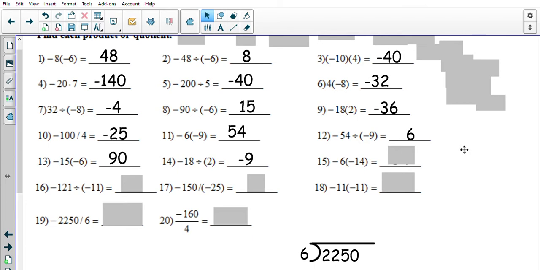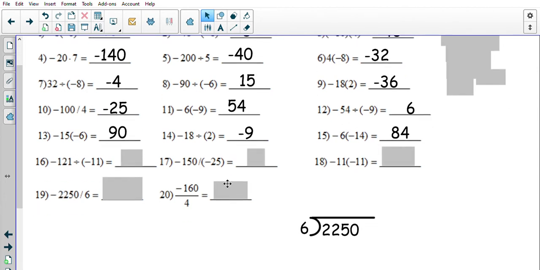We've got to practice multiplying 14 by 6, and if you need to show work off to the side, do that. You're going to end up getting 84 for your solution. 4 times 6 is 24. Leave the 4, carry the 2. 6 times 1 is 6, plus 2 is 8. And again, negative times a negative is going to get us a positive.